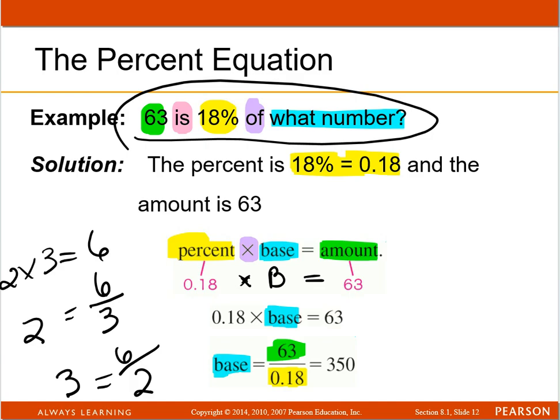So if you have 18% of 350, you get 63. For example, if you took a multiple choice test with 350 questions in it, and you only got 63 of them correct, 63 out of 350 is 18%. And I'm about out of time, so I'm going to have to do a third lecture video.